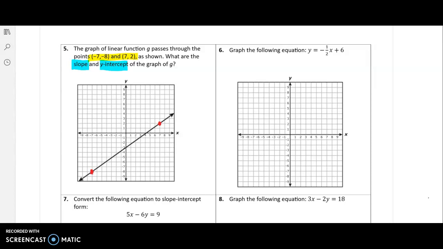The y-intercept should be easy for us. Where does it touch the y-axis? Right here at negative 3. 0, negative 3. That's your y-intercept.